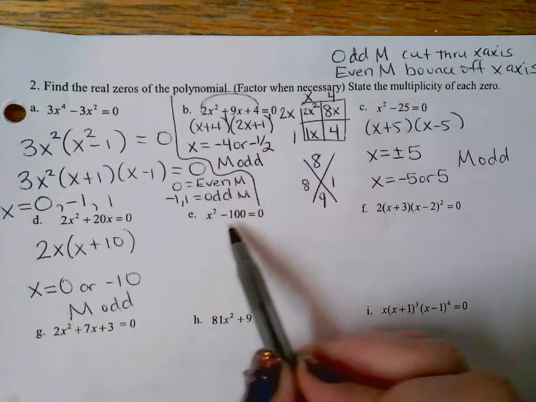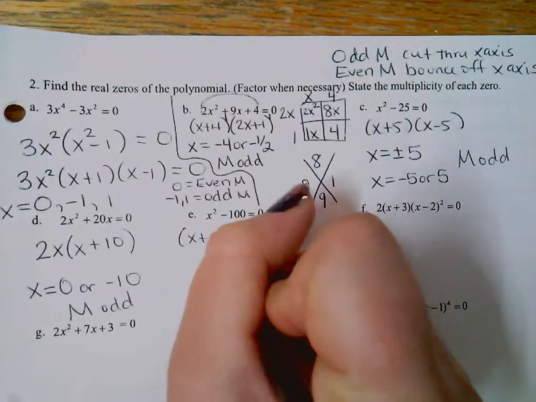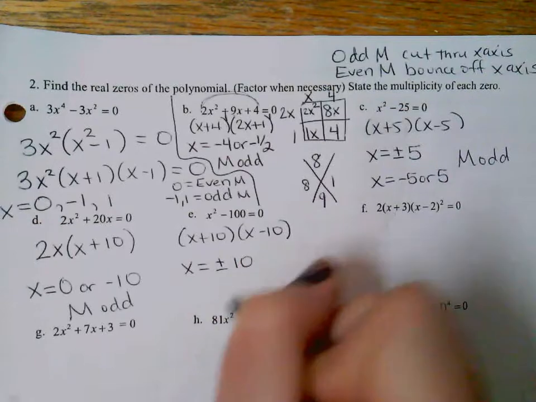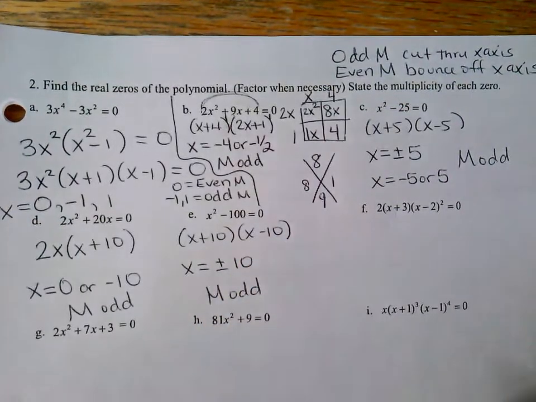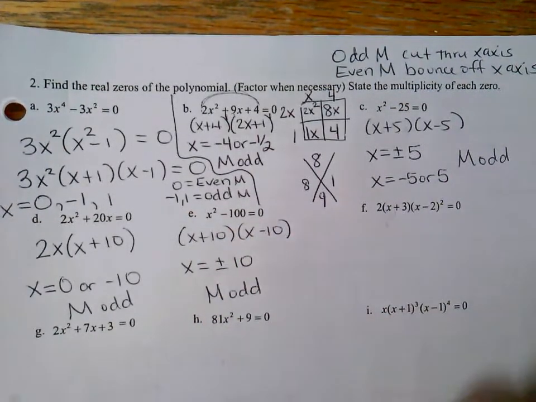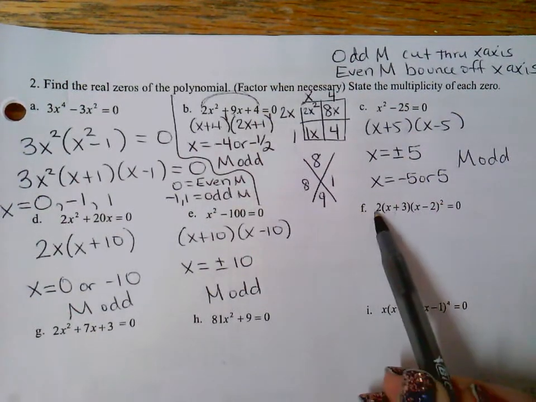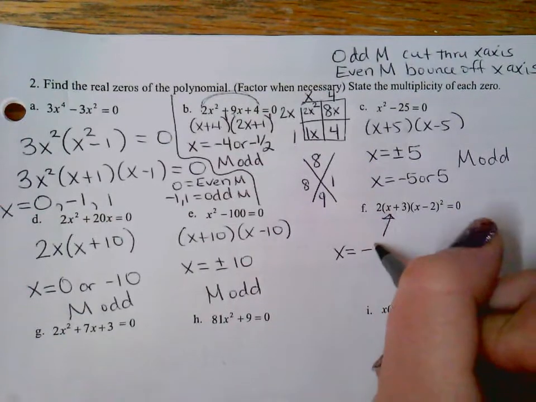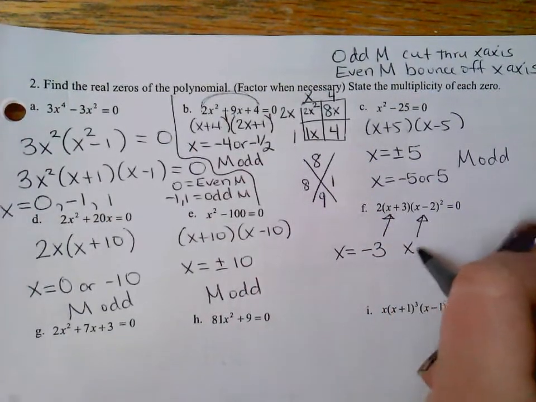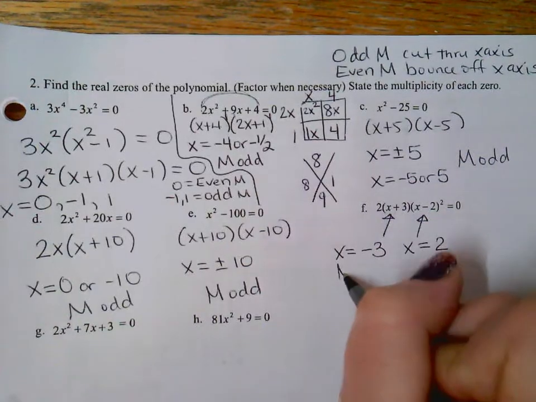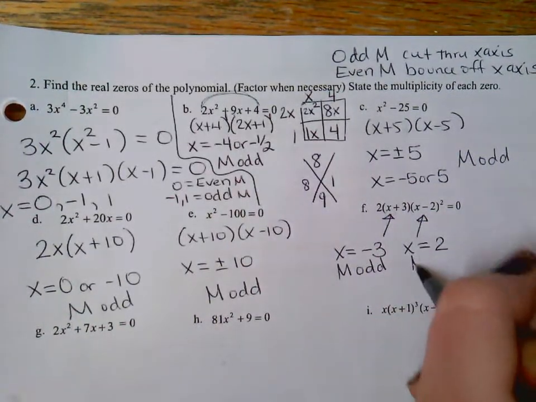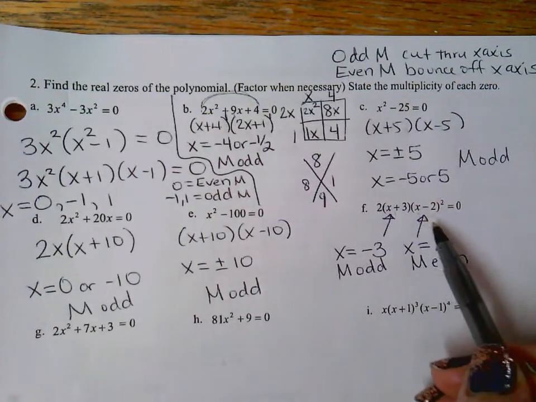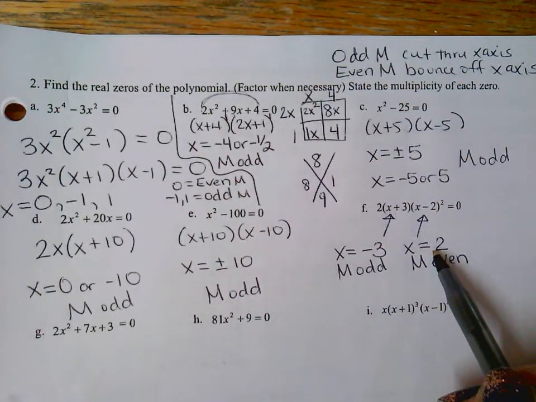Looks like I have another difference of squares. So x plus 10, x minus 10. So x is plus or minus 10, and they both have a multiplicity, again, that's odd. They appear once. 1 is an odd number. F, this is already in factored form. So x is either -3 or x is +2. This has an odd multiplicity. This has an even multiplicity. So at 2, the graph will bounce off the x-axis.